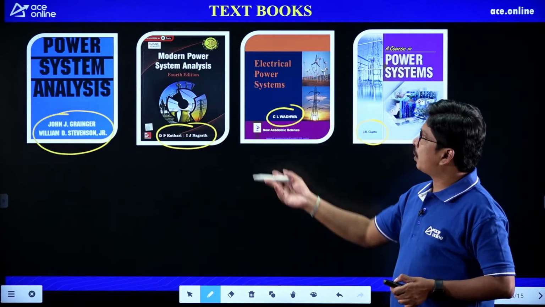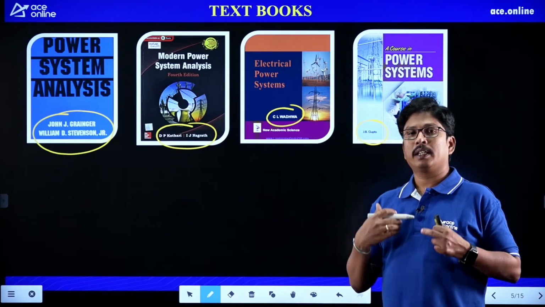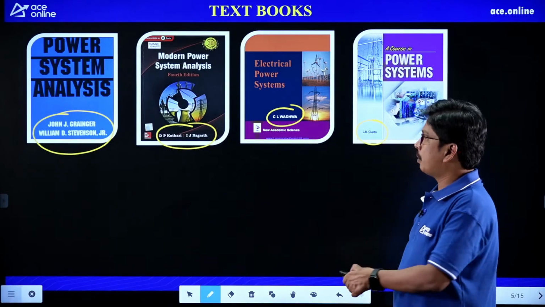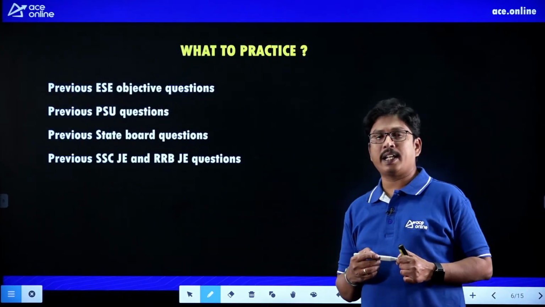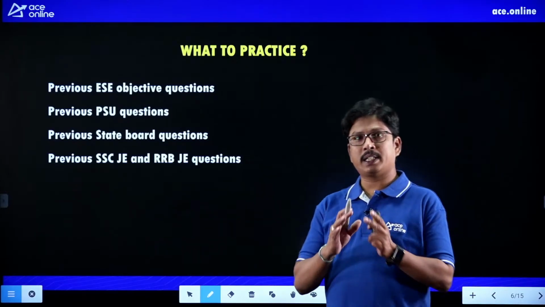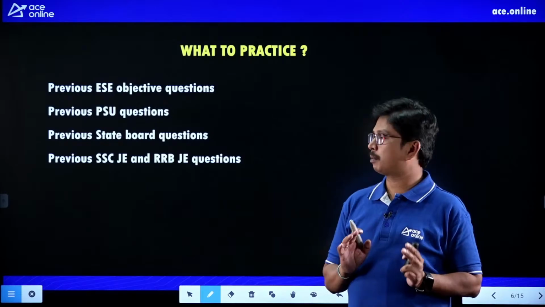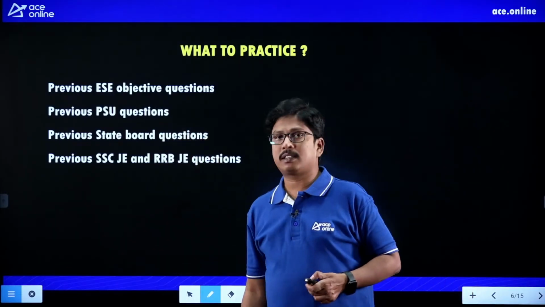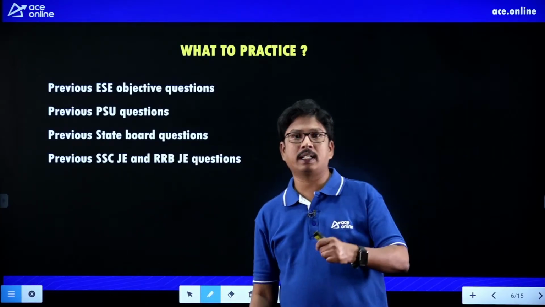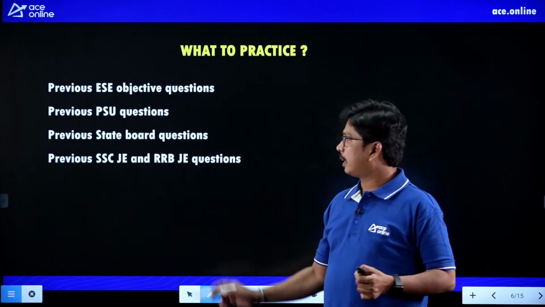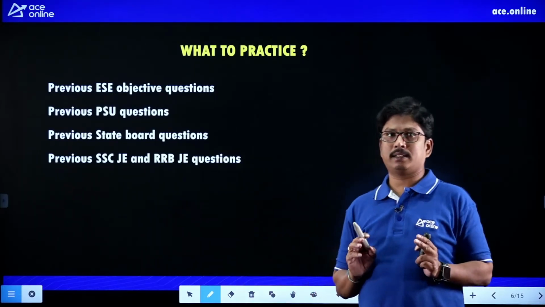Now, after knowing the textbooks, what can we practice actually? If you want to get maximum marks in power system, what can we practice? We can practice the ESE, Engineering Services objective questions related to all concepts, right? Prelims questions only, and the previous public sector unit questions, and we can take previous state board questions like Genco, Transco, and previous SSC JE and RRB JE questions we need to practice, right?